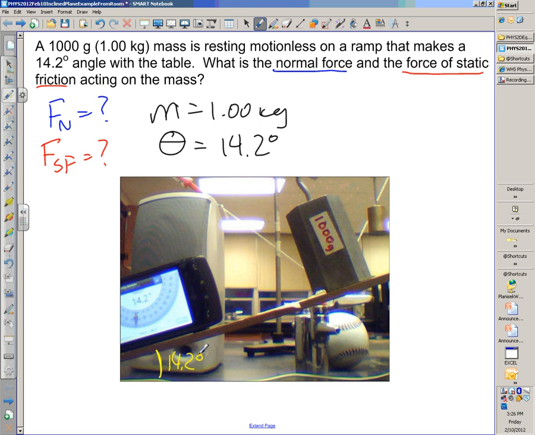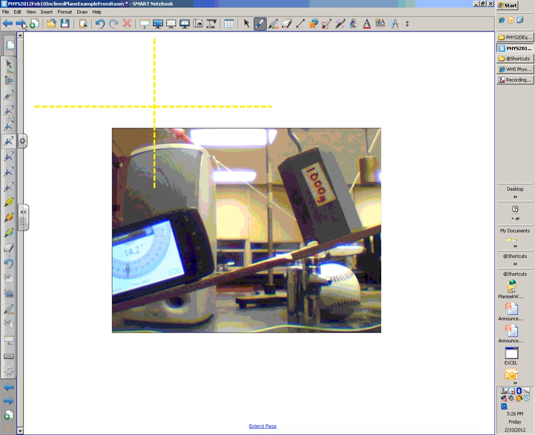There's one more piece of information that we have that, even though it doesn't specifically say it in the problem, is going to help us solve this problem. And that's the fact that this mass is resting motionless on the ramp. That means we have equilibrium. And that means we have to satisfy these two conditions: net force on the x-axis is 0, net force on the y-axis is 0. Those are still our conditions of equilibrium in two dimensions, even though now the ground is tilted. So the first thing I'm going to do is take this picture out of that space so that we can draw a little bit more on it.